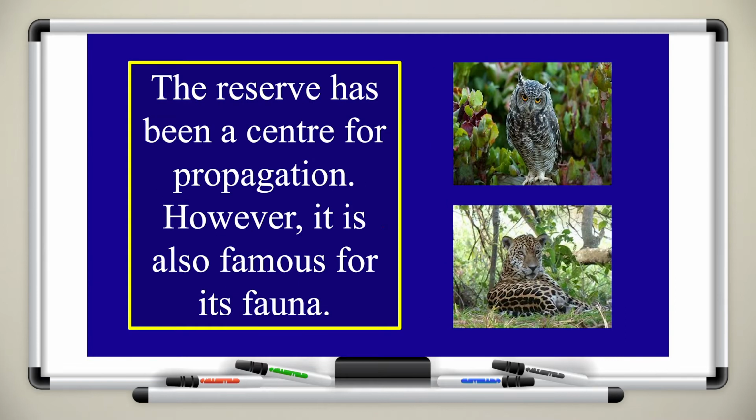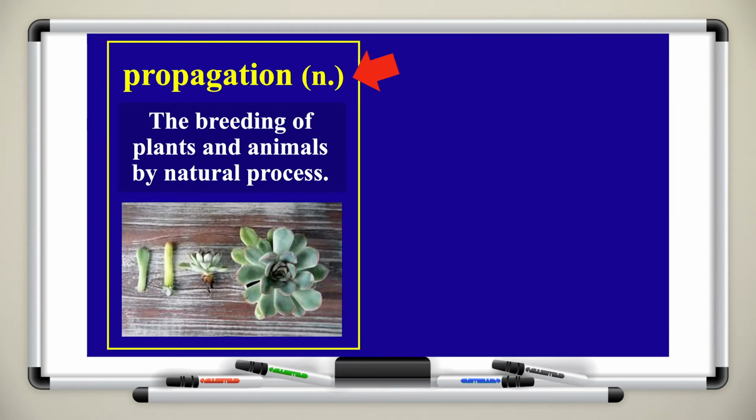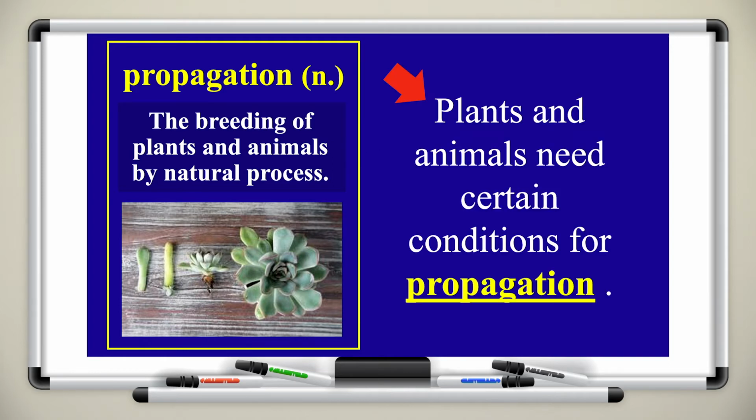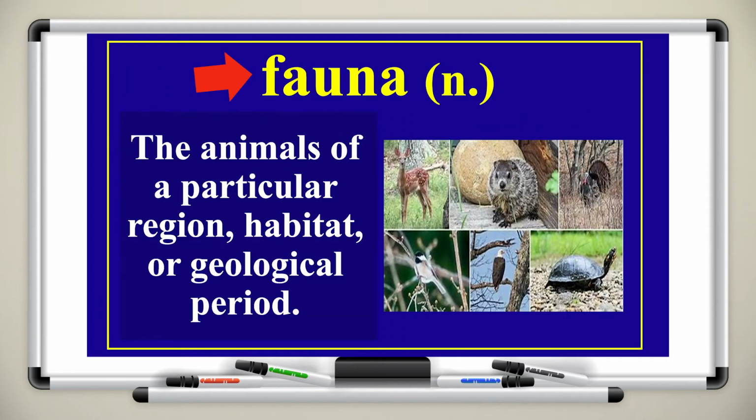The reserve has been a center for propagation. However, it is also famous for its fauna. We have the words propagation and fauna. They're both connected. Propagation is a noun, and it means the breeding of plants and animals by natural process. For example, plants and animals need certain conditions for propagation. Fauna is a noun, and it means the animals of a particular region, habitat, or geological period. We've learned about flora and fauna back when we were in middle school.